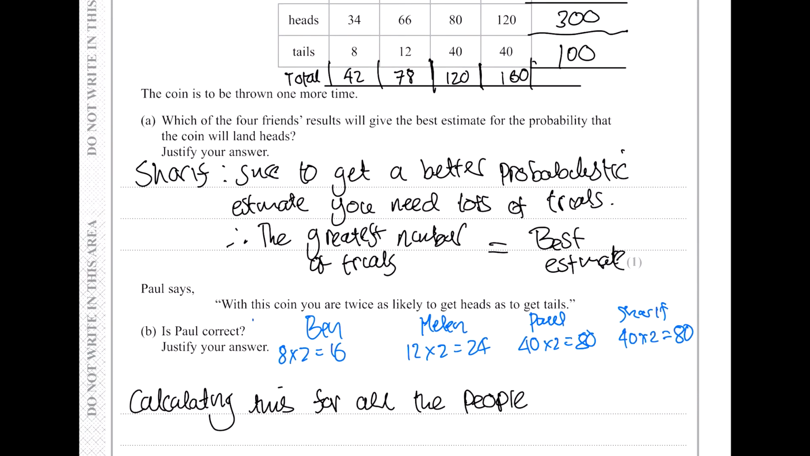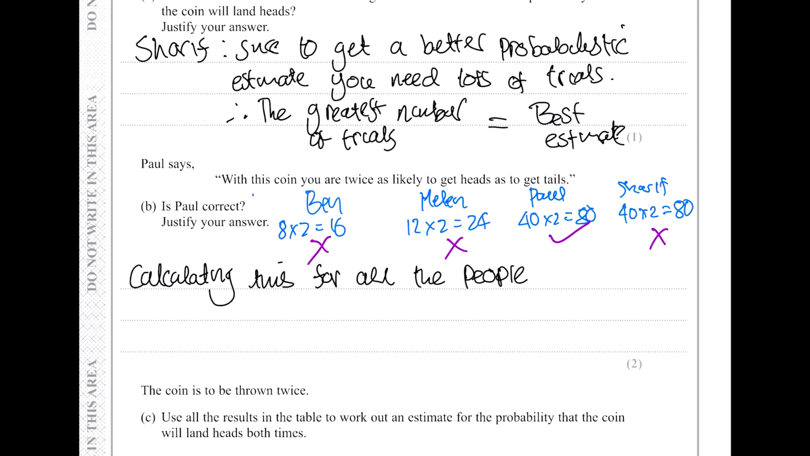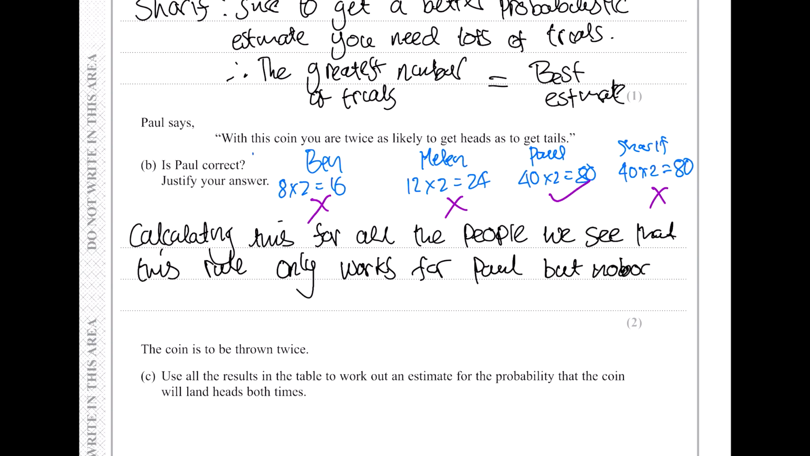So as we see, what Paul is saying works in his case, but does not match up in any of the other cases. So calculating this for the people, we see that this rule only works for Paul, but nobody else. And in order to do this, you need to check the table. So note, check table to see.